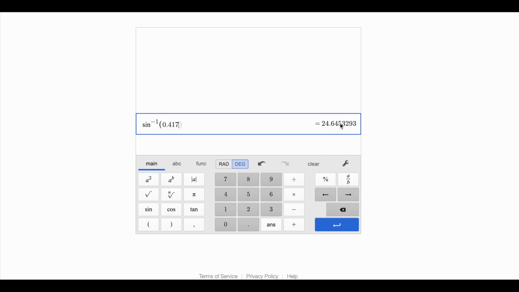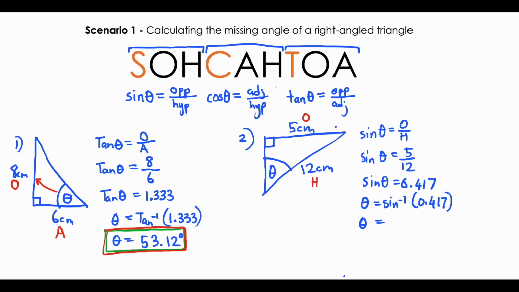but look at this 5. This is 5 or more, so this 5 means that we have to round this 4 up to a 5, so I'm gonna get 24.65.